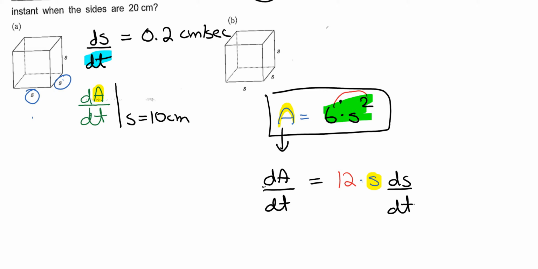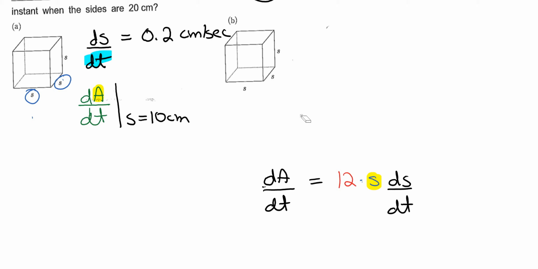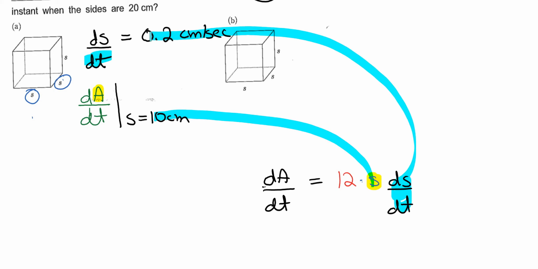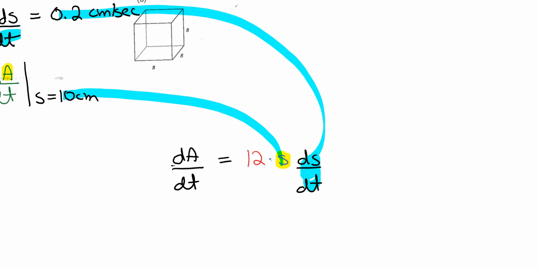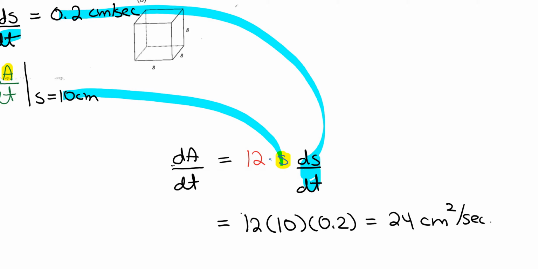From there, all you're doing is substituting the numbers into your formula. So s is equal to 10, and ds over dt is equal to 0.2. To finish this problem off, this will be 12 times s, which is 10, times ds over dt, which is 0.2, and that's going to equal 24 centimeters squared per second.